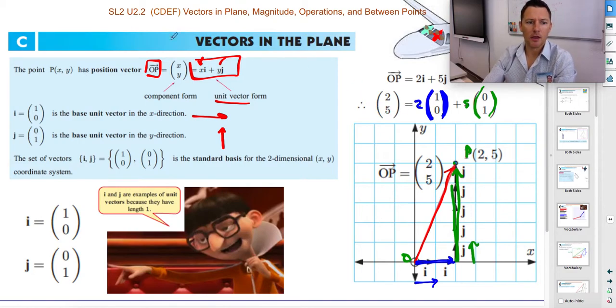Great. Unit vectors have a length of 1, regardless of which way they're pointing. So that's a unit vector, and that's a unit vector, because their length is 1. Okay. Moving on.